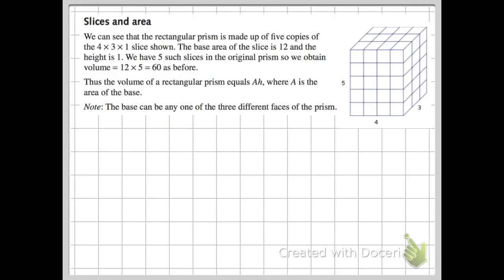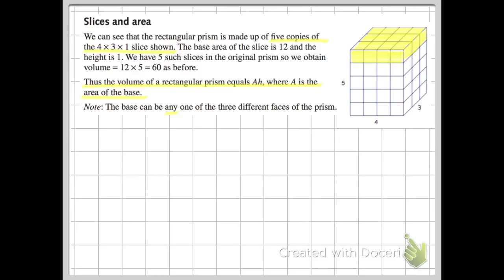To get a second formula, we return to the idea of slices. So this is the example from your textbook. I've shaded the top layer, which we can think of as the base. So if we find the area of the base, which is 4 times 3, and multiply it by the number of layers, which is the same as the height, we're going to determine the volume. So there are 5 copies of the top slice, and to find volume is simply area times the height.